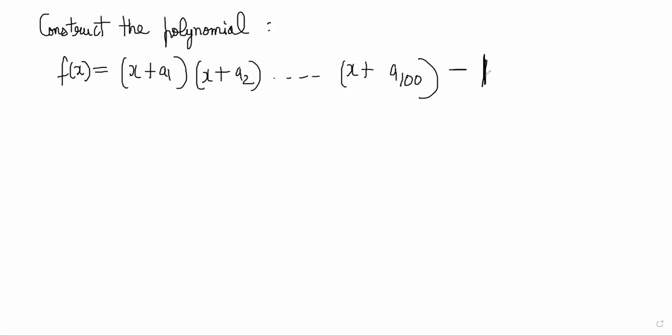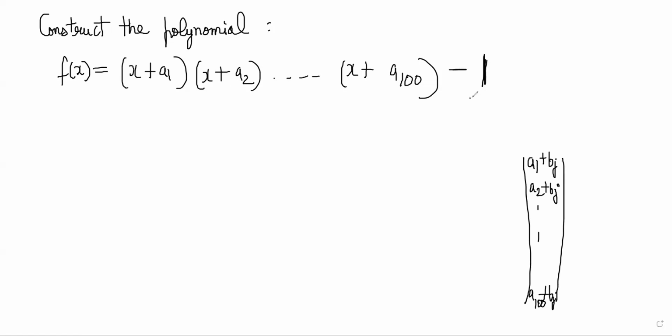Why am I making this polynomial? I know that a1, a2 and all are changing. The problem had said that the product of terms in the columns was equal to 1, right? So what was in the first? This was jth column. So we had a1 plus bj, a2 plus bj, until a100 plus bj. The product of all of this was equal to 1.